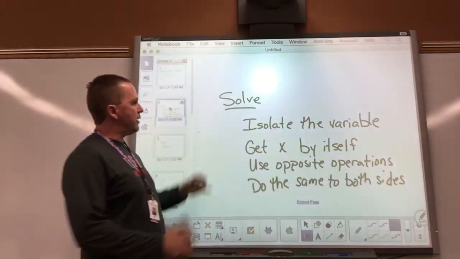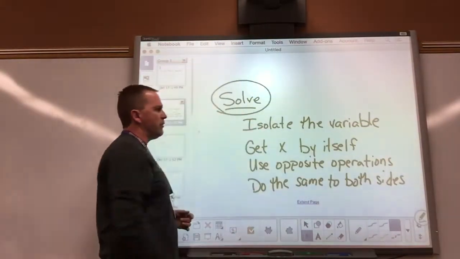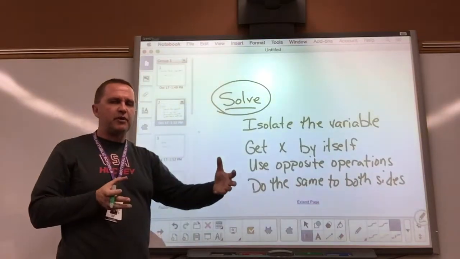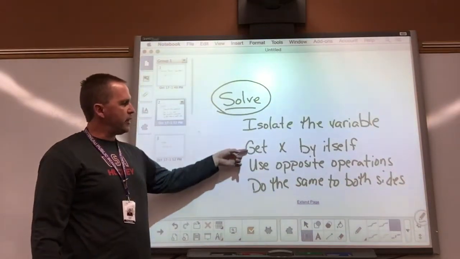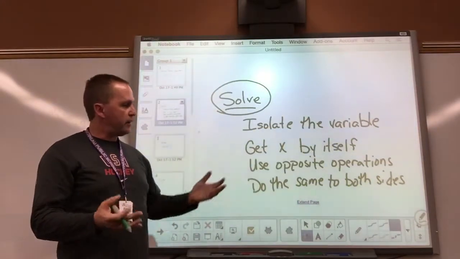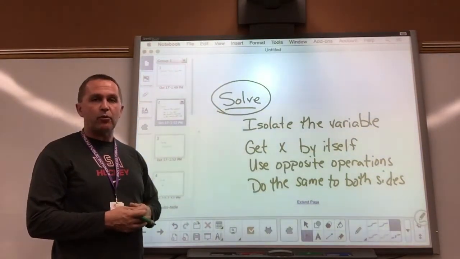The one thing that I'd really like you to be aware of is this: I try to tell students when they're asked to solve, solve to me means isolate the variable. So you're going to manipulate an equation and you're going to try to get, in this case I use x as the variable, but you're going to try to get x by itself. If the variable is something else, you're going to get that letter by itself.